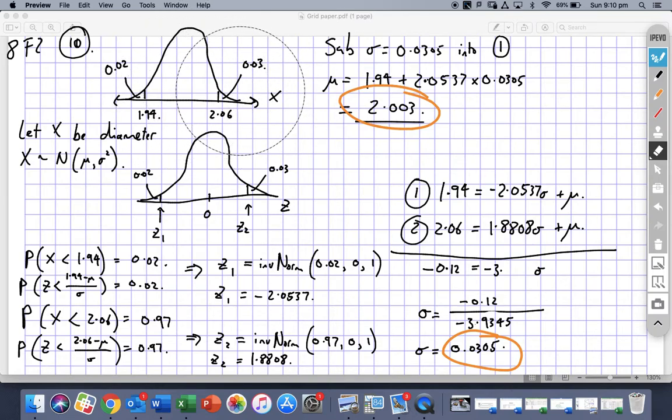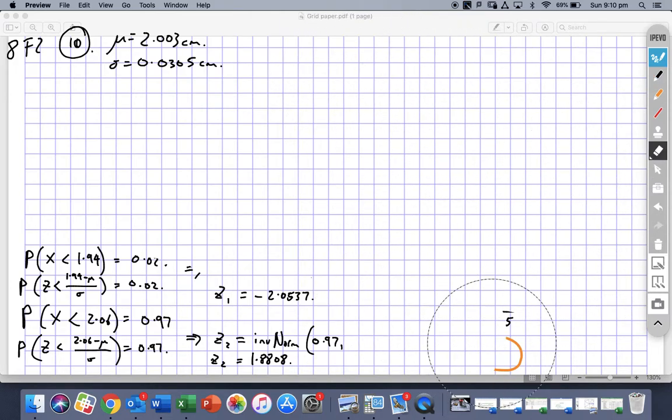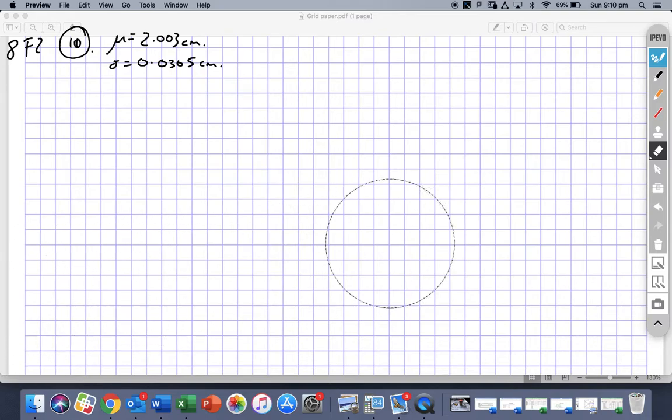Let's just keep it, we now know the mean is 2.003 centimeters, and we know that the standard deviation, quite small, is 0.0305 centimeters. Okay, that's part A. There we go. Next.